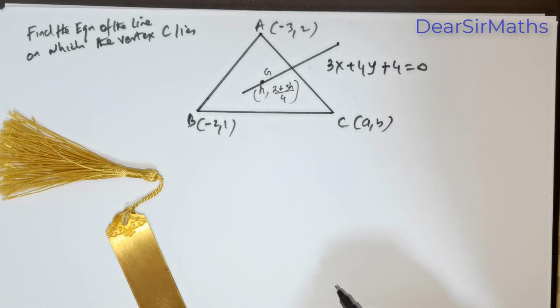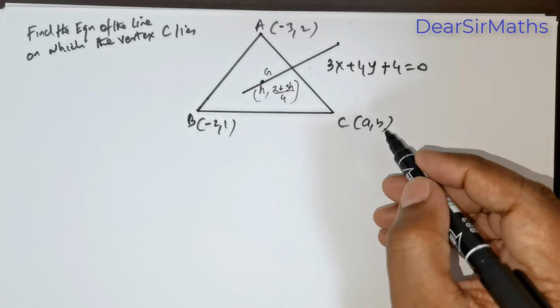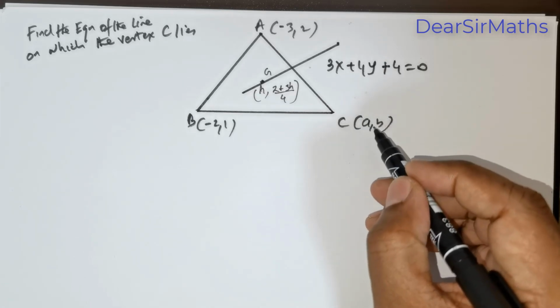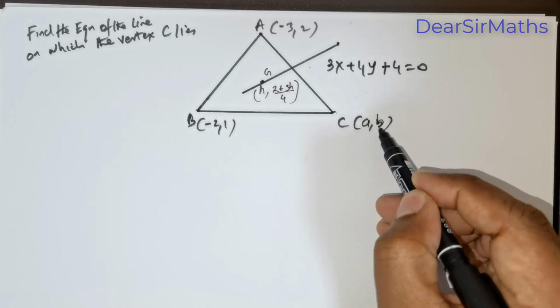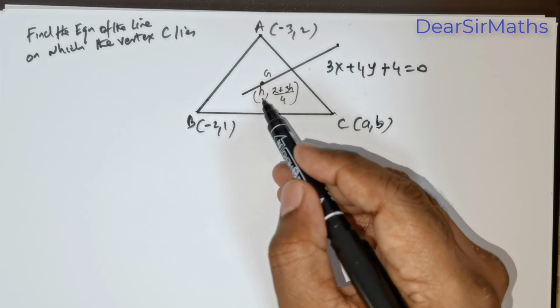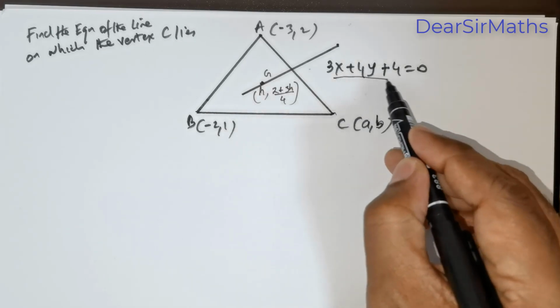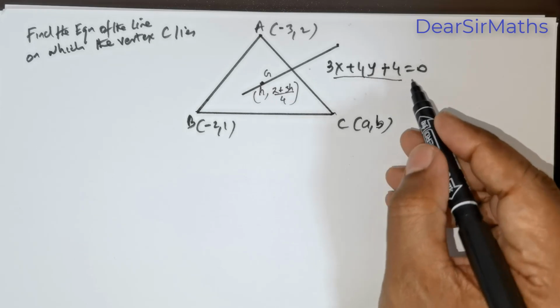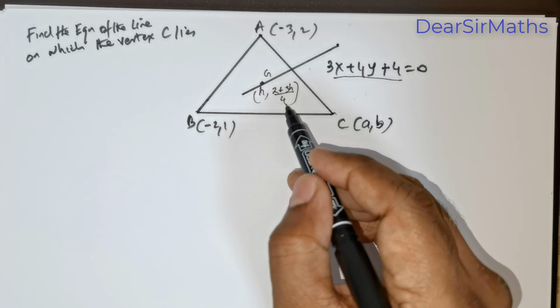Now foremost, let me just explain the question. The question wants us to find the equation of the line on which the vertex C is lying, and the coordinates of C are given to be (a, b). Another piece of information given is that the centroid G lies on the line 3x plus 4y plus 4 is equal to 0, and its coordinates are (h, 2 plus 3h divided by 4).